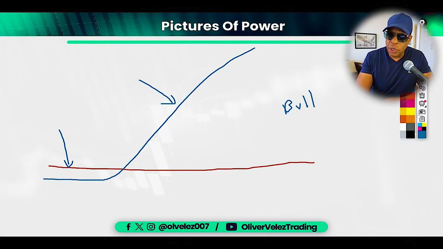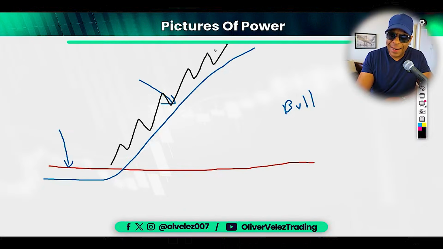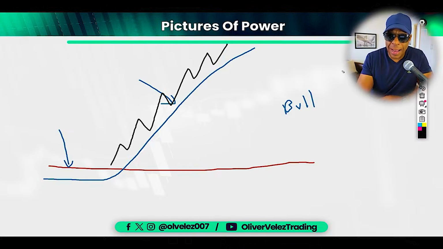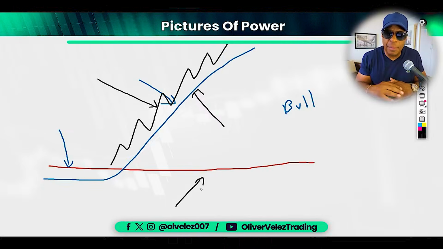Okay? Now, your stock, of course, is above them all. That is the picture of power. It is a rising stock over a rising 20-period moving average over a flattish 200-period moving average. I'm going to repeat that. Your bullish picture of power is a rising stock above a rising 20-period moving average, both of which are rising above a flattish, doesn't have to be exactly flat, but a flattish type 200-period moving average. That's your bull picture of power.